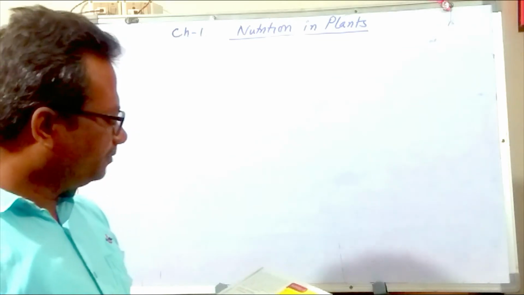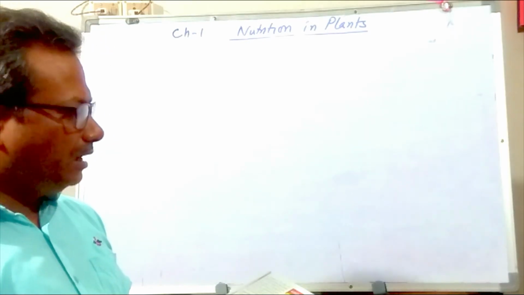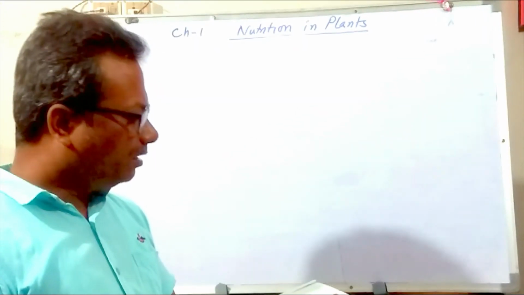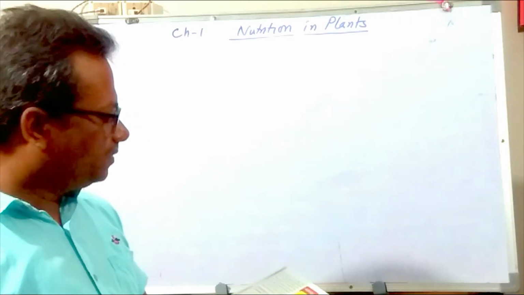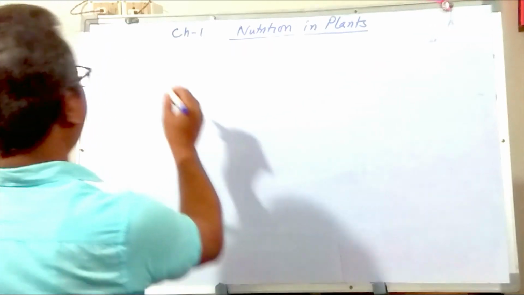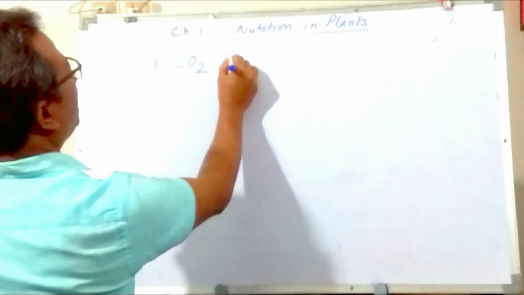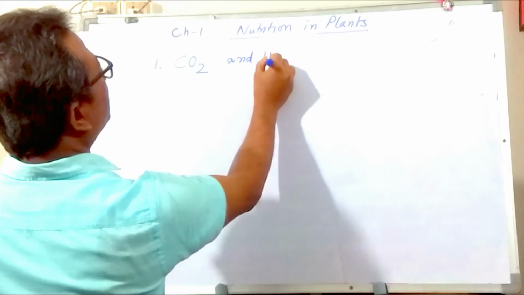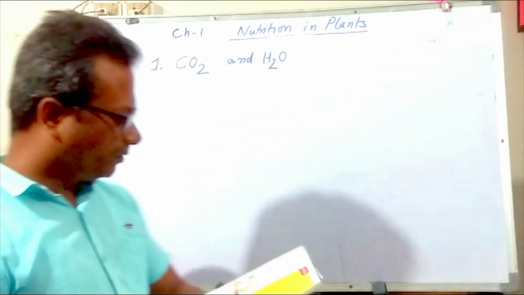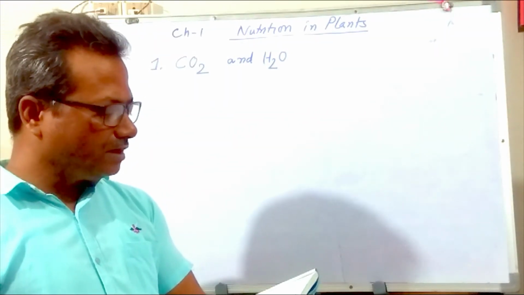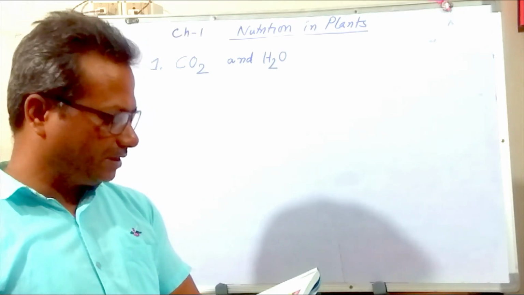In nutrition, some factors affect it. So, what are the factors? Number one is carbon dioxide and water. Carbon dioxide, CO2, and water, H2O. Low concentration of carbon dioxide and water lowers the rate of photosynthesis.